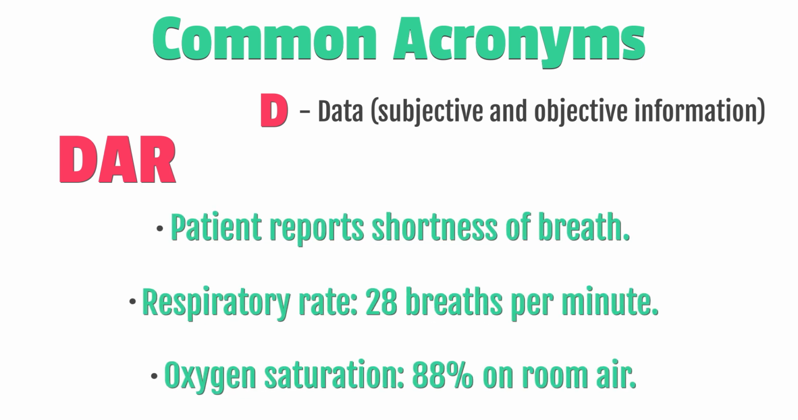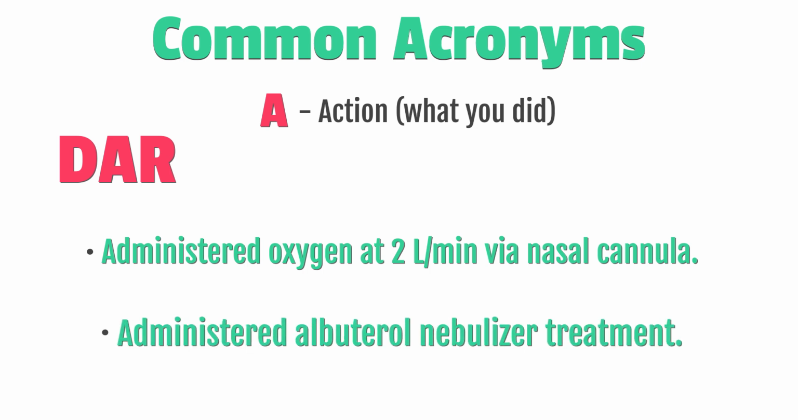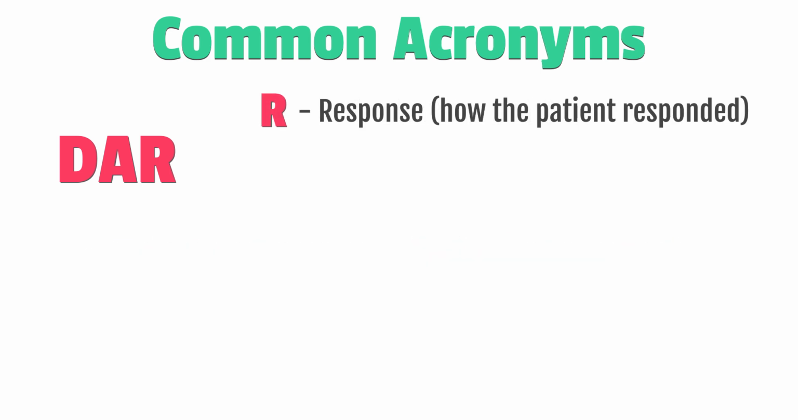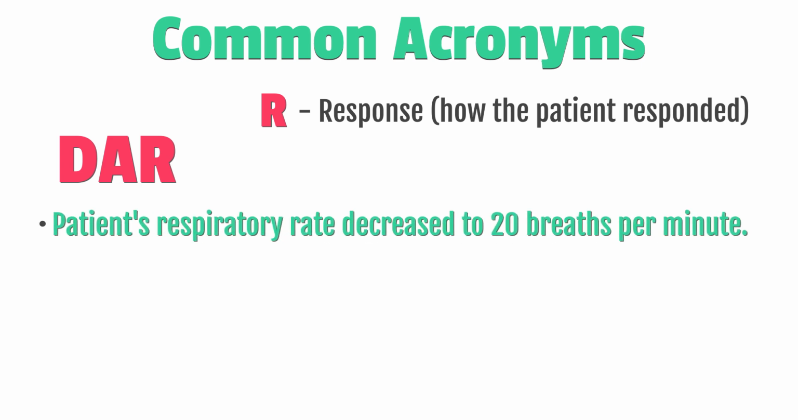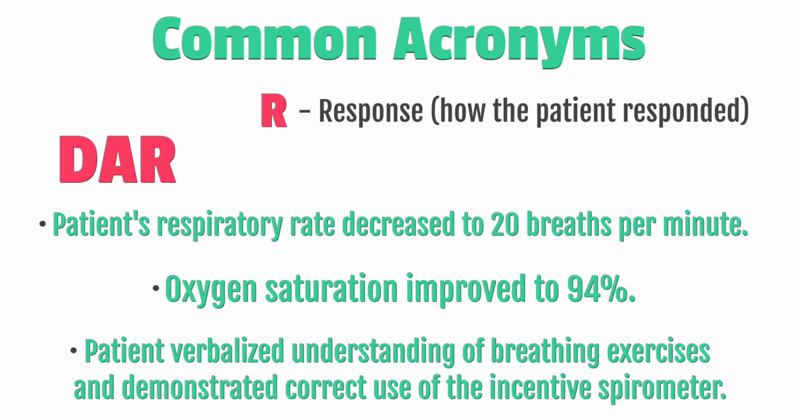The patient reports shortness of breath, or respiratory rate is 28 breaths per minute, or even the O2 saturation is 88% on room air. Now, A is for action, what you did. For example, you administered oxygen at 2 liters per minute via nasal cannula. You also administered albuterol nebulizer treatment. And lastly is R for response, basically how the patient responded. So for example, the patient's respiratory rate decreased to 20 breaths per minute, or even the O2 saturation improved to 94%. Another example is the patient verbalized understanding of breathing exercises and demonstrated correct use of the incentive spirometer.